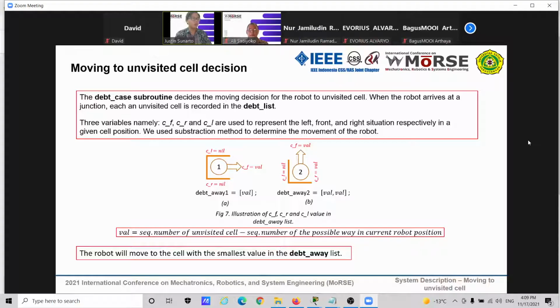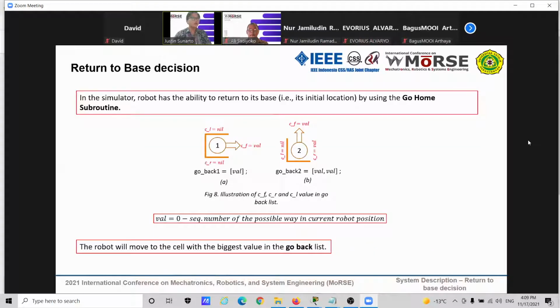The robot will move to the cell with the smallest value in the depth list. Next, when the robot has visited all the cells in the maze, the robot will execute the go home subroutine, which also uses the CF, CL, and CR variables, and the val value of this subroutine is 0 minus the sequence number of the possible way at the current robot position, where 0 represents the sequence number of the initial location of the robot.